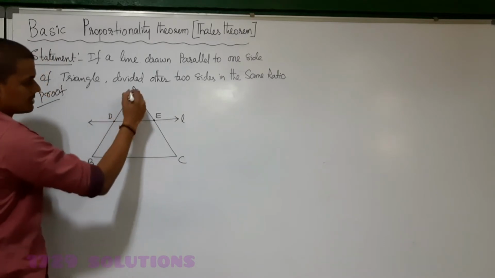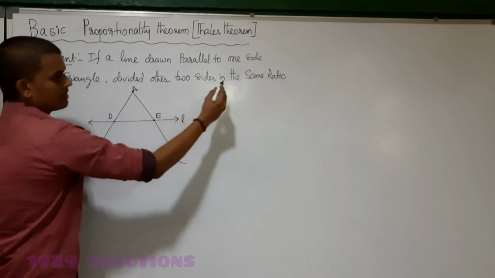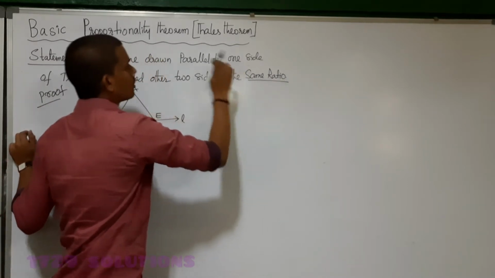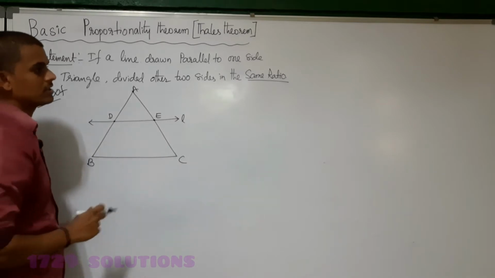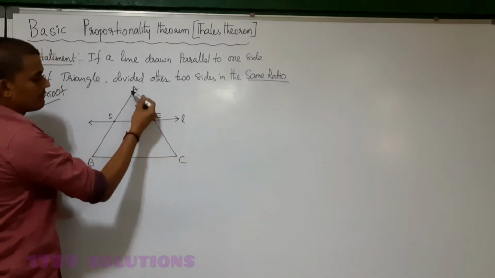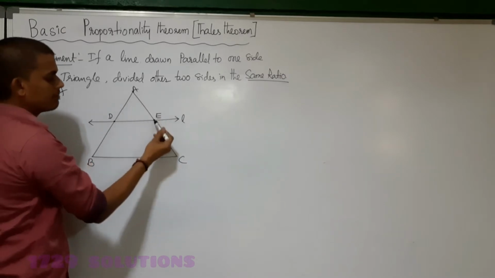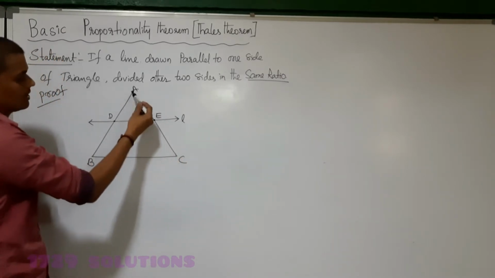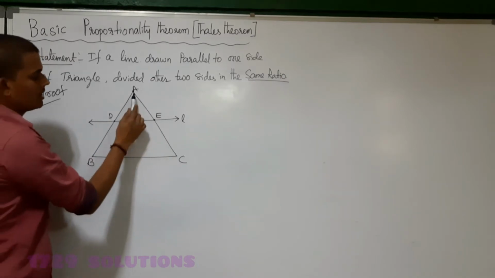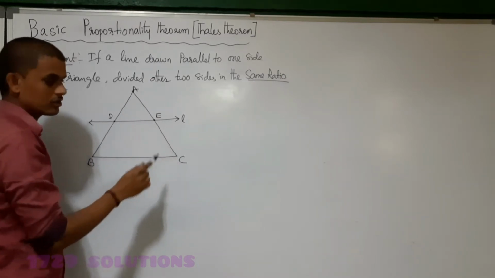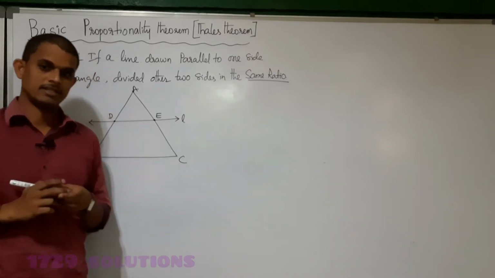These are the two sides, AB is one side and AC is another side. What is the meaning of same ratio? It is also called proportion. The meaning of same ratio is that the value of AD by DB is equal to AE by EC. We want to show that the ratio AD to DB and the ratio AE to EC should both be the same. This is the statement. Clear, everyone?